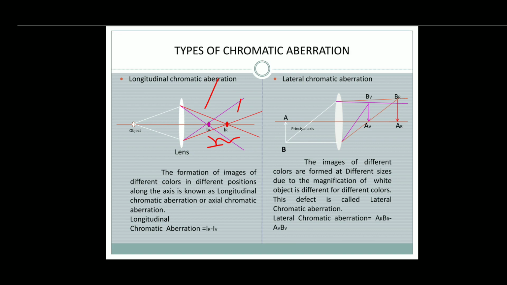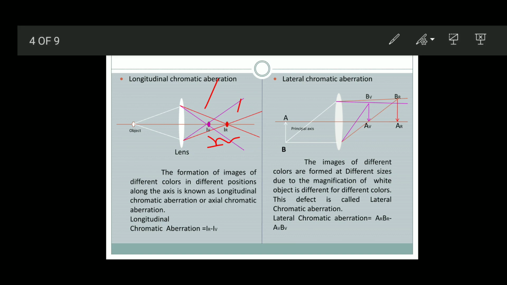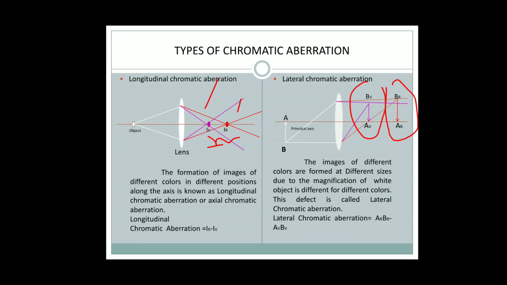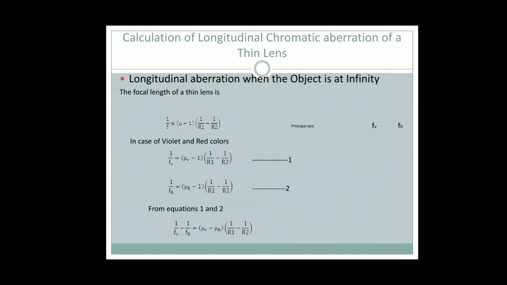So this is the red image, this is the violet image. The definition can be stated as: the images of different colors are formed at different positions or with different sizes because the magnification of a white object is different for different colors. This defect is called lateral chromatic aberration. So the lateral chromatic aberration is equal to ARBR minus AVBV.